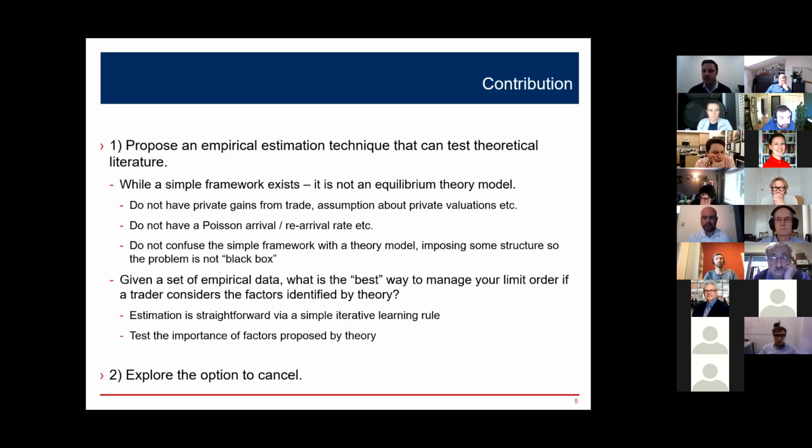The best way to think about what's being solved today is, given a set of empirical data, and you only have a small view of that data, which are the factors theory has identified, what's the best way to manage that limit order? If you're a limit order trader and you can only focus on those factors, what's the best way to manage your limit order? The estimation is pretty straightforward, and it allows us to tease out how important these variables are. That's the first contribution. And the second contribution is looking at that option to cancel and how valuable it is.